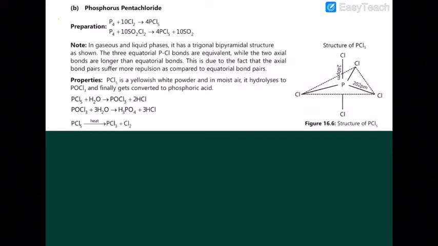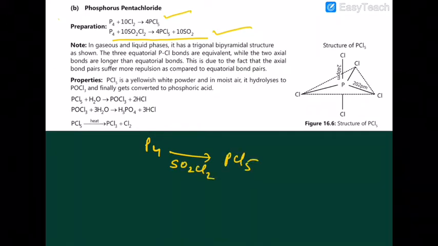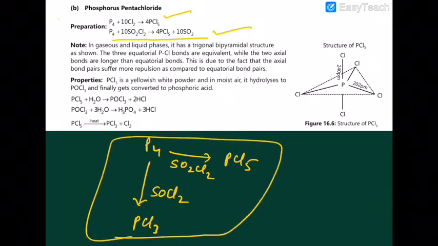Now look at the formation of phosphorus pentachloride. Phosphorus pentachloride can be prepared by treating phosphorus with excess of chlorine or with sulfuryl chloride. I told you already, when phosphorus reacts with sulfuryl chloride, it will give you PCl5. When phosphorus reacts with thionyl chloride, it will give you PCl3. This is the main difference you have to memorize. Okay, sure about that or not?